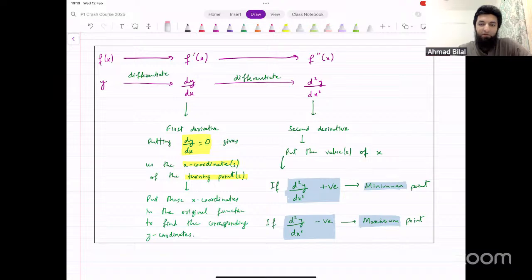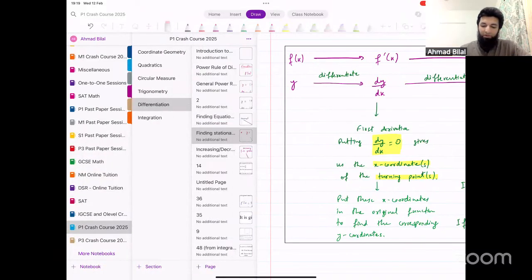Negative second derivative means maximum point. Positive second derivative means minimum point. Okay, this will be used very often in paper 3. You need to remember that.